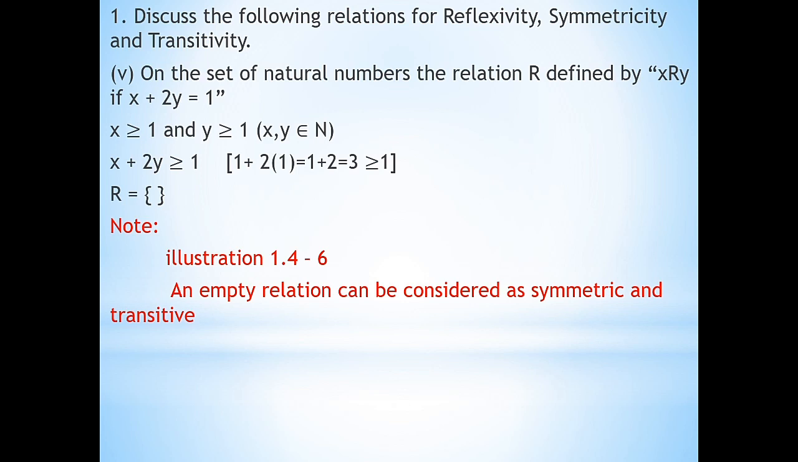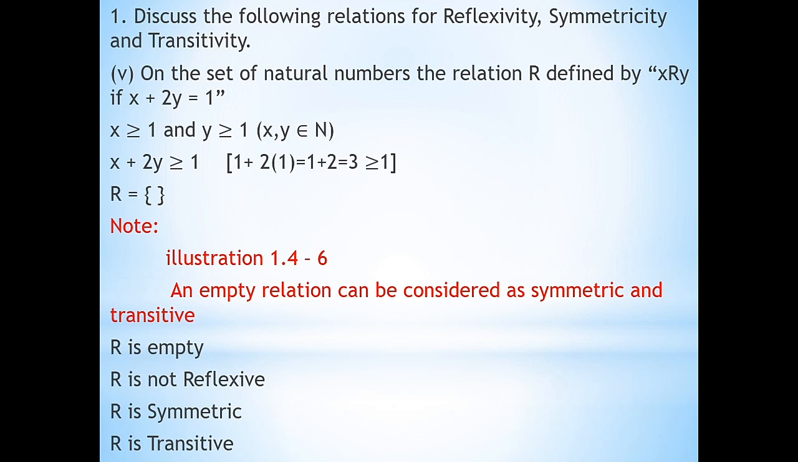And in transitive also, if there exist two conditions, then only we can check for the third condition. If the two conditions are not available, why do we have to go for the third condition, right? So here it is transitive. So an empty set is always symmetric and transitive. And from this we can say that R is an empty set, so R is not reflexive, but it is symmetric and transitive. Okay, so that's all. Thank you.